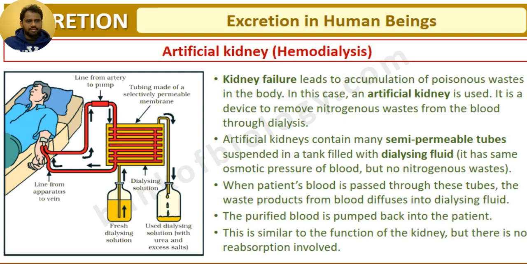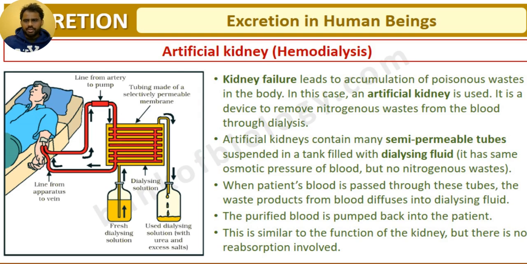This is a person who is taking dialysis. Dialysis is an artificial kidney. It's a process. Kidney failure leads to accumulation of poisonous waste in the body. In this case, an artificial kidney is used. It is a device to remove nitrogenous waste from the blood through dialysis.